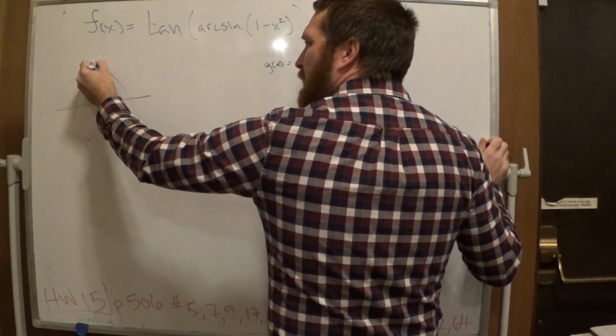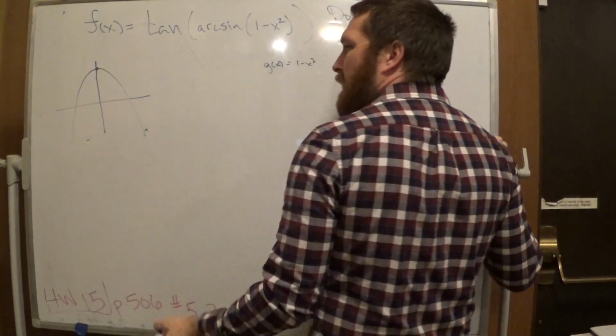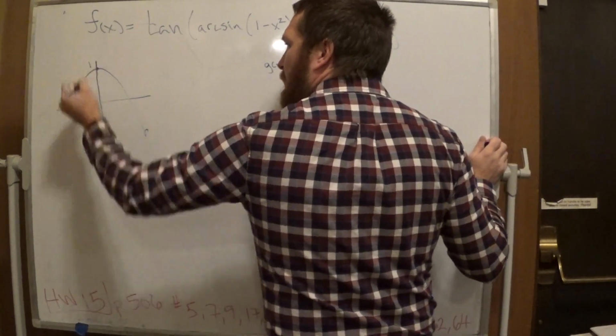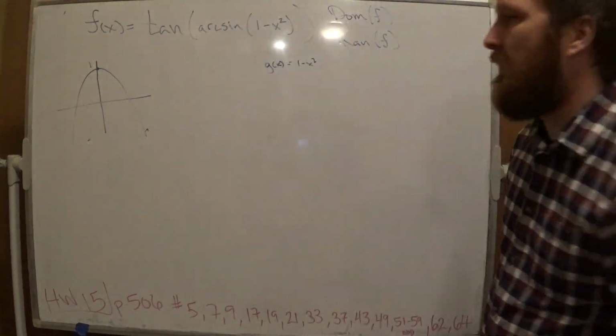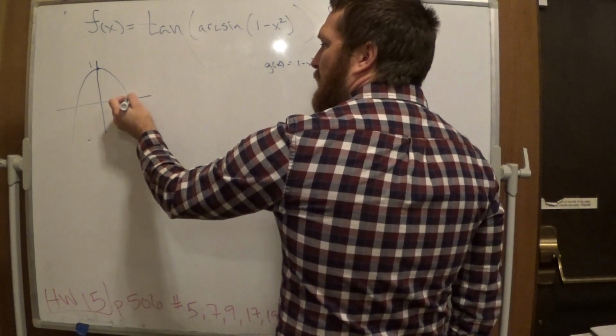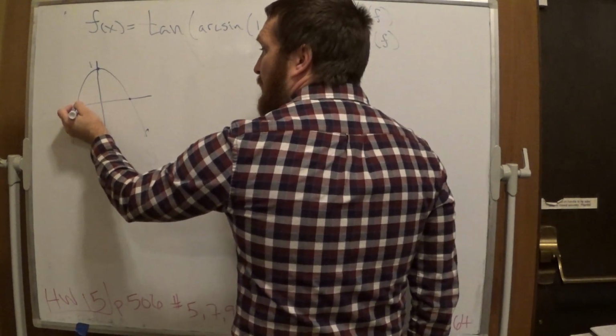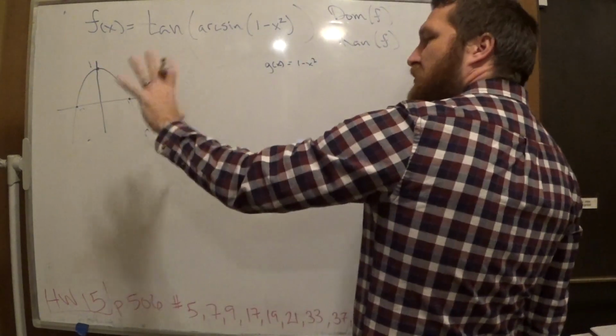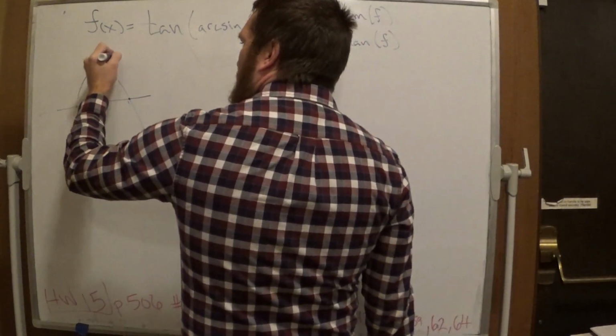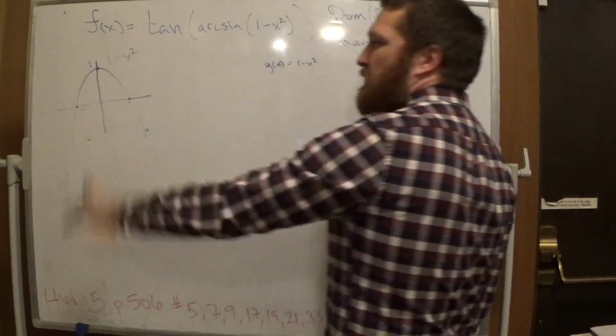What's this point right here? 1, right? Because you could think about it as negative x squared that's been shifted up 1 unit. And then it has zeros here at negative 1 and 1. Okay, so that's just to start off, right? This is where we have here. And the question is, are there any restrictions to that?